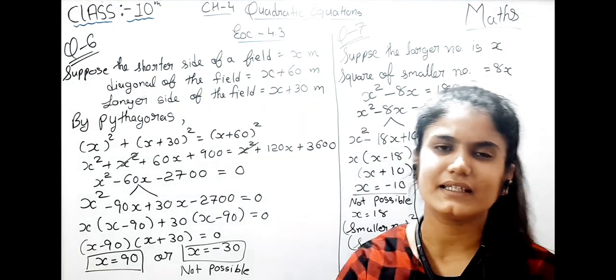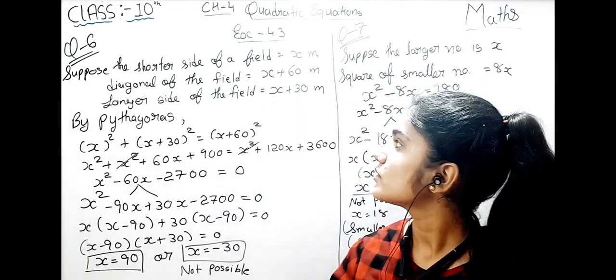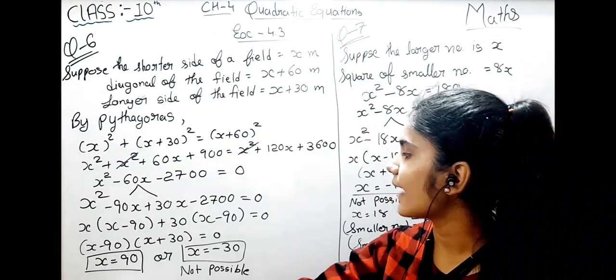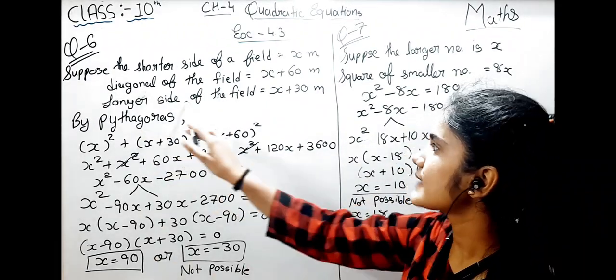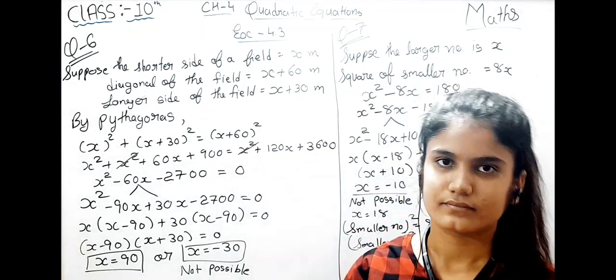Any side of any shape cannot be negative. So minus 30 is not possible. So the shorter side of the field is 90 meters and longer side of the field is 120 meters.